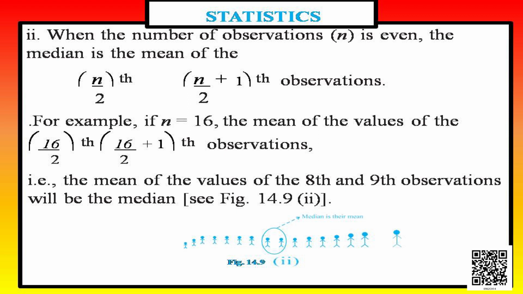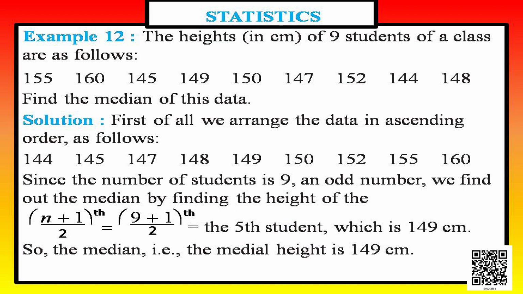Let us illustrate this with the help of some example. Let us focus on example 12 of your book. The heights in centimeters of 9 students of a class are as follows: 155, 160, 145, 149, 150, 147, 152, 144 and 148. Find the median of this data. Let us see the solution.